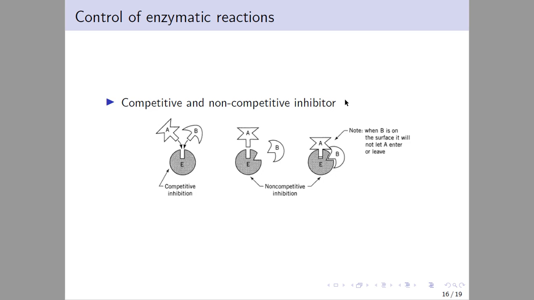Here we have a competitive inhibitor. You can see that the enzyme can take this molecule and this molecule. If this spot is already taken by B, then A will not become active. Next is the non-competitive inhibitor. These are the site for A and these are the site for B, but if A is already attached to the enzyme, it will inhibit B from attaching to the enzyme.